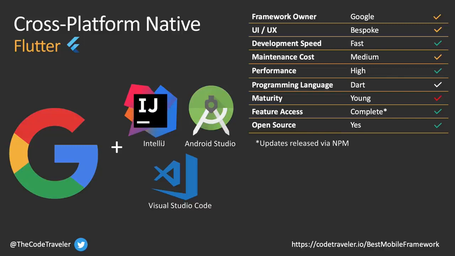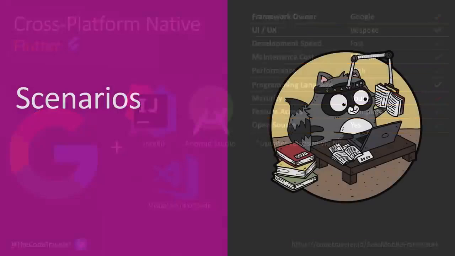Now, Dart is a new programming language created by Google. Not that many developers are already familiar with it, but it has many similarities to Java and C Sharp, and a lot of those developers will take to Dart very quickly. Flutter is new. It was just released within the last year or two, and it is also open source.